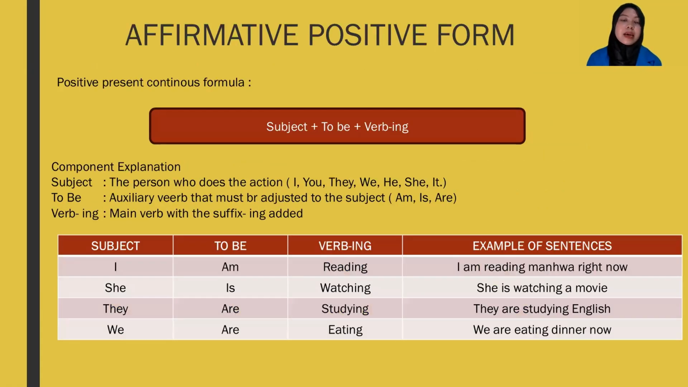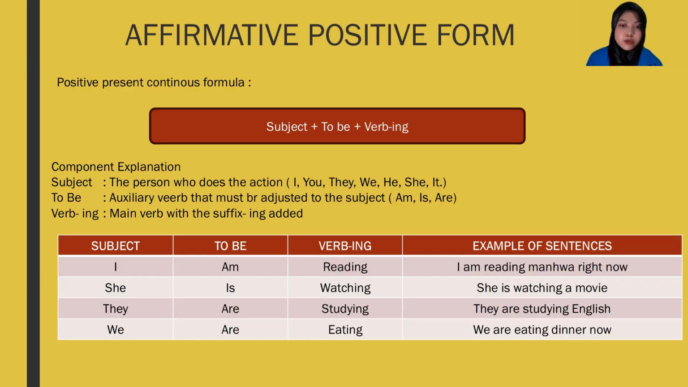Okay, next, affirmative positive form. Positive present continuous formula: subject plus to be plus verb-ing. Component explanation. Subject: the person who does the action. For example, I, you, they, we, he, she, it. To be: auxiliary verb that must be adjusted to the subject: am, is, are. And the verb-ing, or main verb with the suffix -ing added.